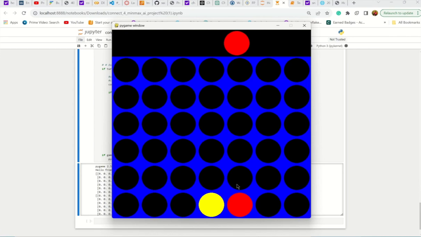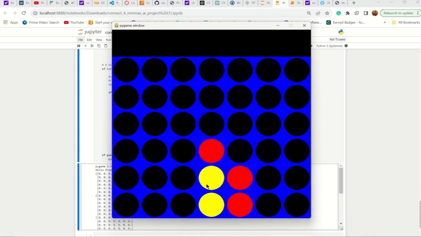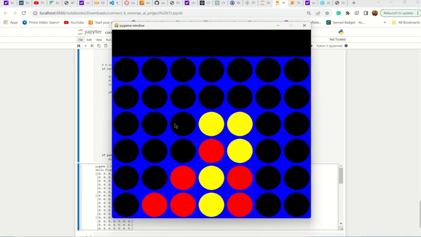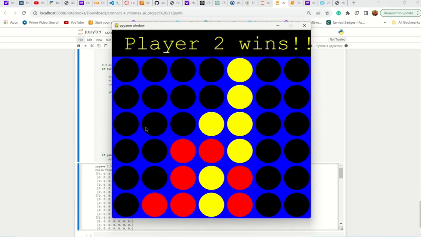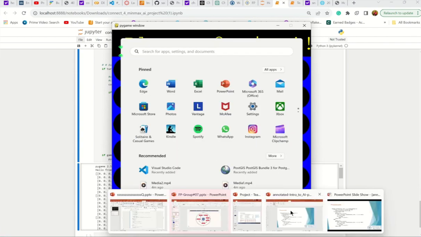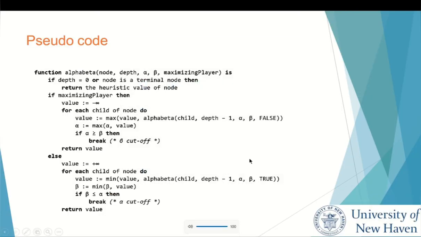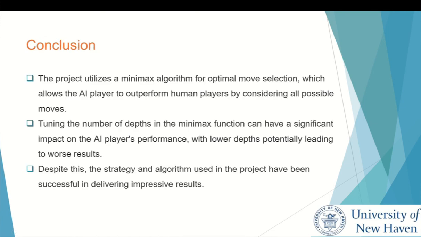Player 1 has chosen the red token, that is the human. Player 2 has chosen the yellow token, that is the machine. As we discussed, the tokens are placed in the lowest available space in each column. As we have seen, the AI player won the game. So the execution of the Python code is working successfully.